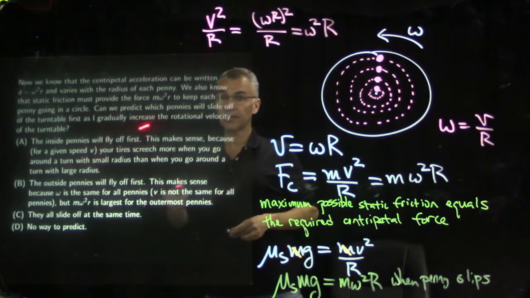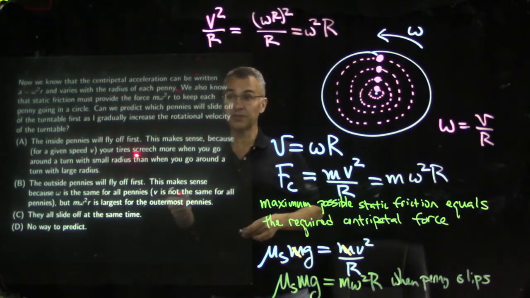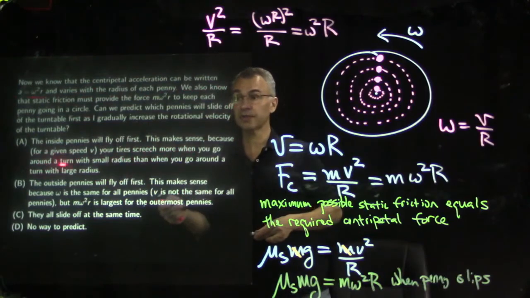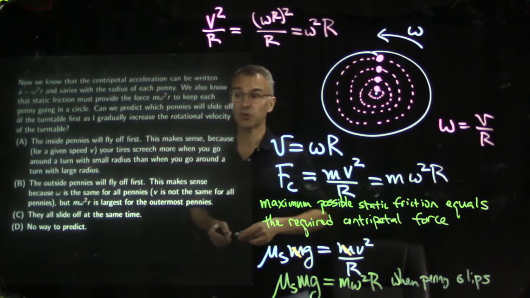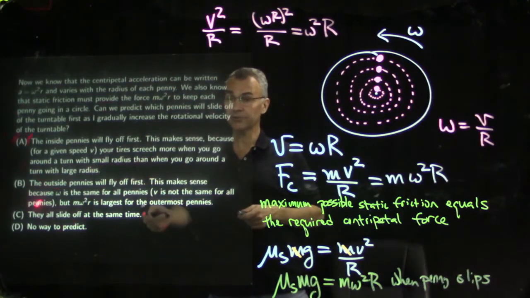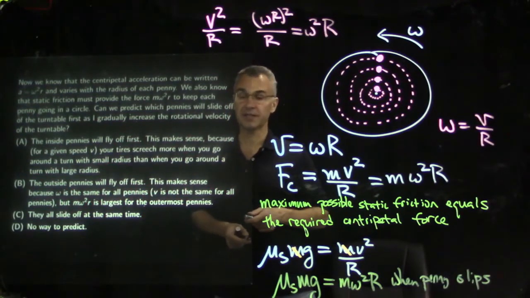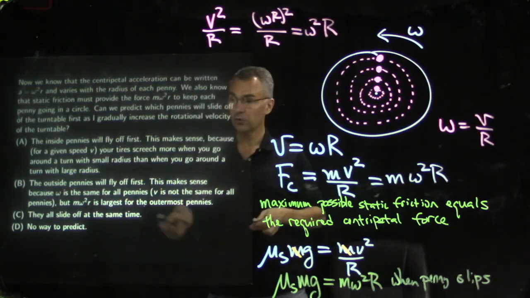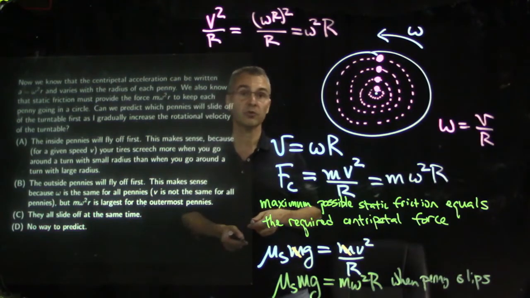Well, that makes sense because for a given speed v, your tires screech more when you go around a turn with small radius than when you go around a turn with large radius. The outside pennies will fly off first. This makes sense because omega is the same for all pennies. v is not the same for all pennies. m omega squared r is largest for the outermost pennies. Oh, I think this sounds pretty good. Or they all slide off at the same time, or there's no way to predict.